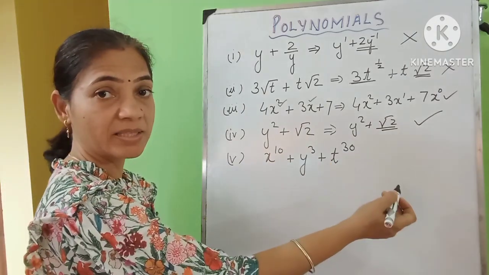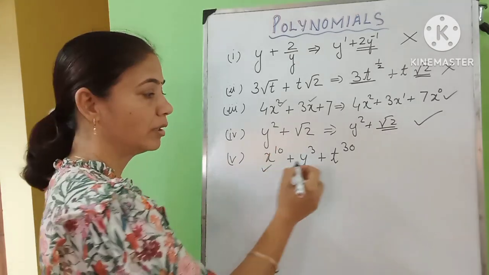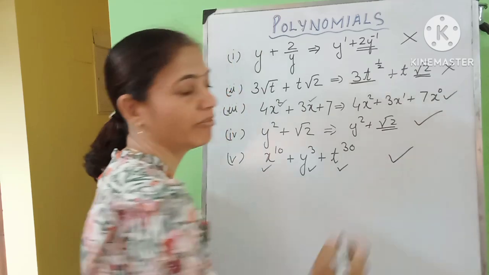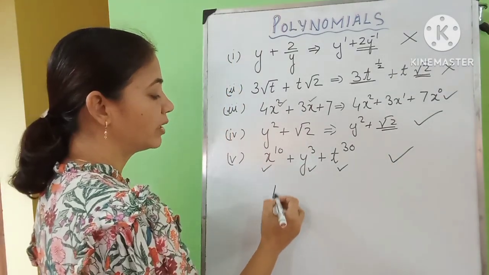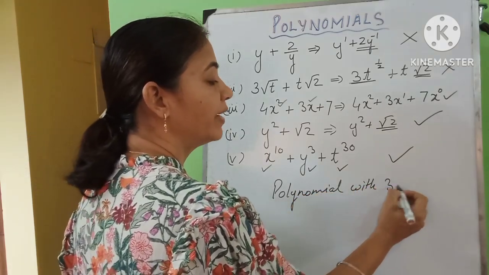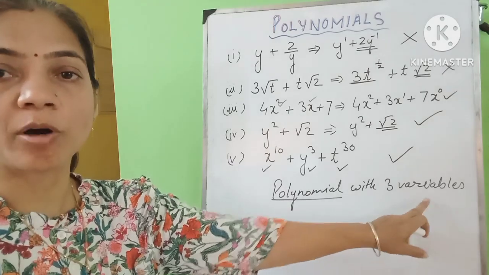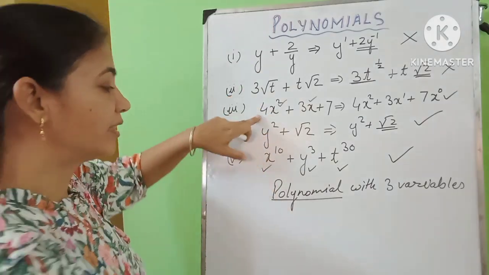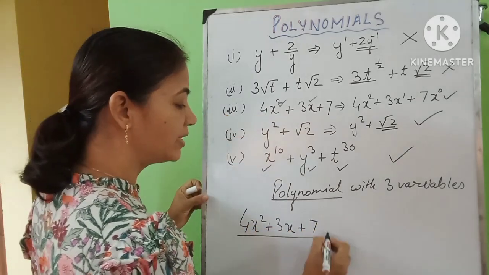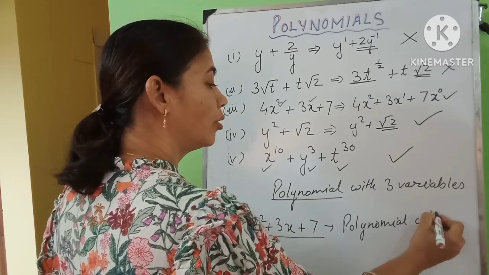What about this? There are three variables. Variable x has power 10, okay, whole number. Variable y has a power 3, okay, whole number. Variable t has a power 30, okay, whole number. So this is a polynomial with 3 variables. Variables are 3, okay, no problem, but this is a polynomial. Whereas, if I consider the third one, that is 4x square plus 3x plus 7, this one is a polynomial with one variable.